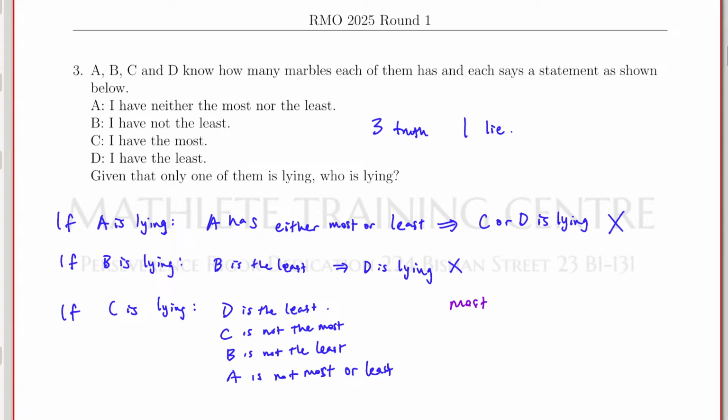Let me draw our table for you. Okay. So we let D be the least, and we let B be the most. And then either C or A can be in the middle. So for example, B, A, C, D is a possibility. So in that case, it satisfies all 4 conditions.